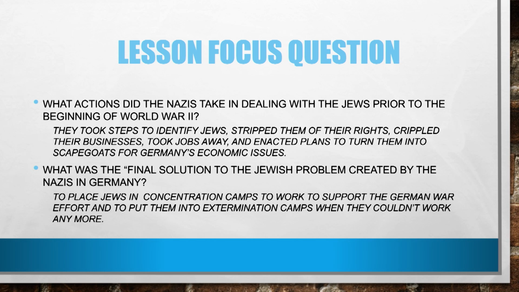First and foremost, what actions did the Nazis take in dealing with the Jews prior to the beginning of World War II? They took steps to identify who they were. They stripped them of their rights, crippled their businesses, took jobs away, enacted plans to turn them into scapegoats for Germany's economic issues. What was the final solution to the Jewish problem created by the Nazis in Germany? To place Jews into concentration camps, to work to support the German war effort, and to put them in extermination camps when they couldn't work anymore.